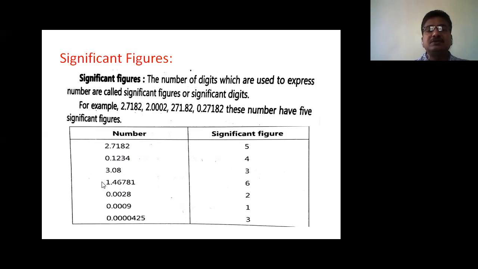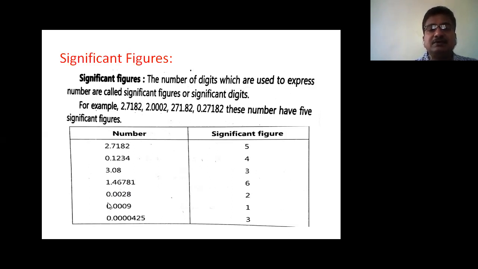Okay. So significant figures for this number are what? 6. Significant figures for this number 0.0028. So this number also we can express 0.28 into 10 raised to minus 2. That's why this significant figures in this number are 2, because no need to write this 0, also this 0 after this dot after point. Okay, we can write this number as 0.28 into 10 raised to minus 2. That's why the significant figures are what?